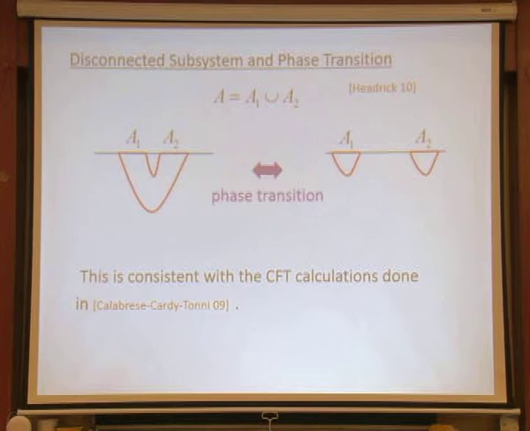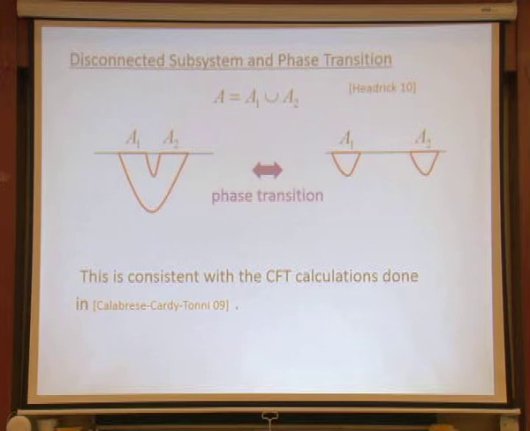Indeed, it depends on the distance between these regions. If the subsystems A1 and A2 are really far apart, then it is obvious that the connected minimal surface has a much larger area compared with this one. So the separated one is favored. But if they are close to each other, we can show that the connected one is favored. In that sense, the entropy itself is continuous, but its derivative can jump this way. So sometimes people call this sort of phase transition from the viewpoint of entanglement.